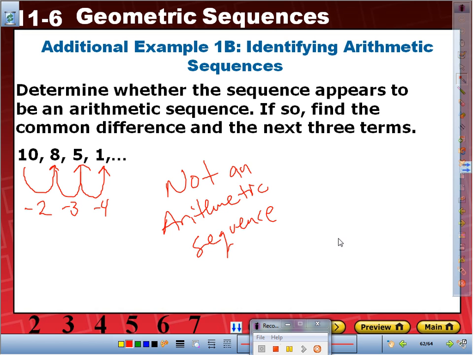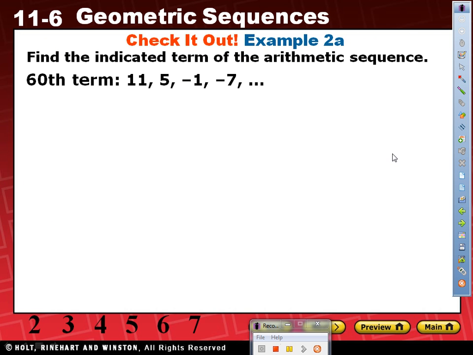Here we go. Example 2A. Copy the text, please. It says, find the indicated term of the arithmetic sequence, and then you're going to write 60th term, colon, 11, 5, -1, -7, and then we need to figure out the rest. Copy that, and then I'll go over this one. Okay, here we go. Pens down, eyes up here.